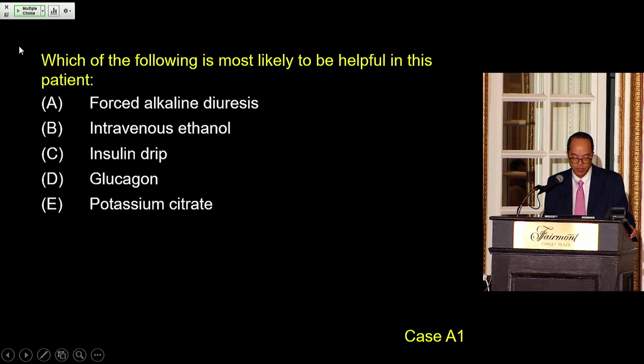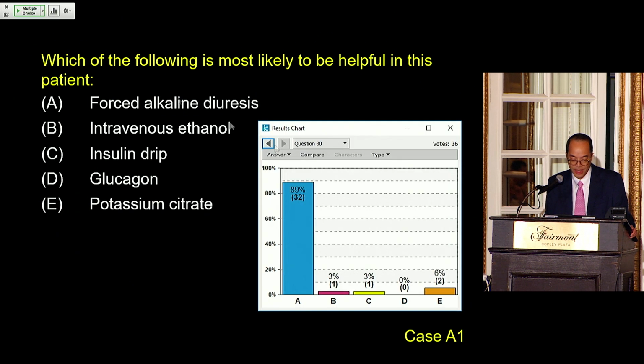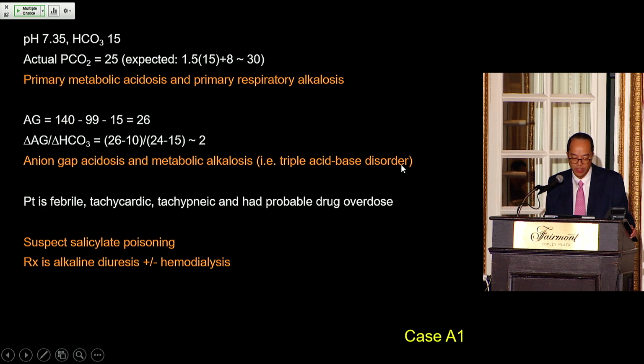Okay, which of the following is most likely to be helpful in this patient? Forced alkaline diuresis, IV ethanol, insulin drip, glucagon, or potassium citrate? I know it's hard to do all the calculations in a short period of time. But yeah, everyone chose forced alkaline diuresis, which I'd agree with.